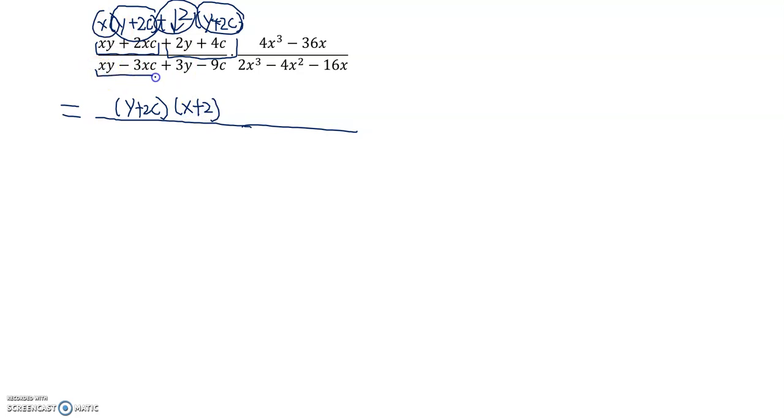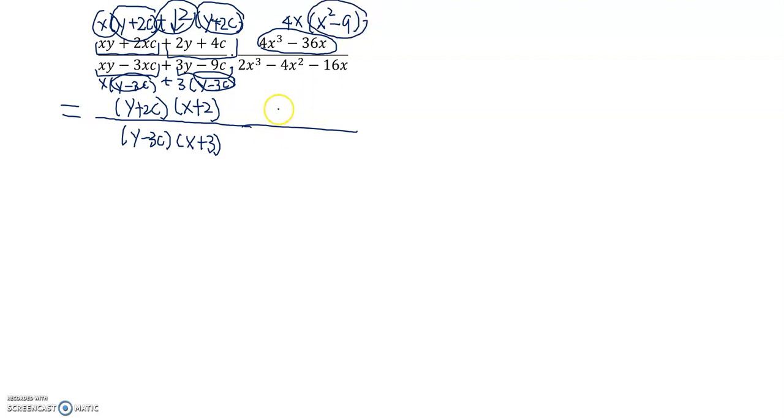Similarly, we can factor the bottom the same way. This one, you pull out x, that gives y minus 3c. Then pull out a 3, you get y minus 3c, and they have a common factor y minus 3c, so we pull that out, and that gives us x plus 3. Next, notice the greatest common factor 4x, so we pull that out, and that gives us x squared minus 9. And x squared minus 9 is a difference of two squares, so we factor that further to get x plus 3 times x minus 3. The bottom also has a greatest common factor 2x.